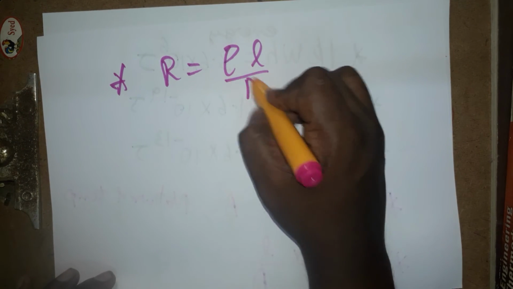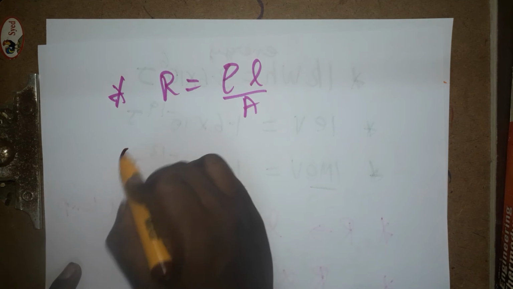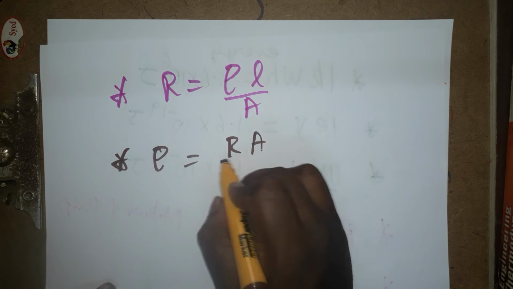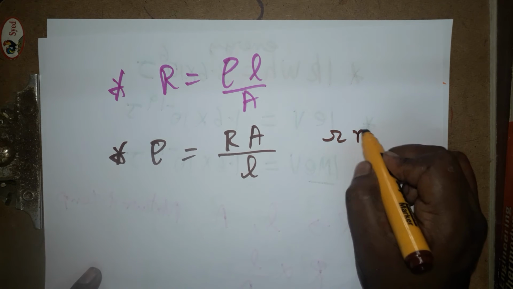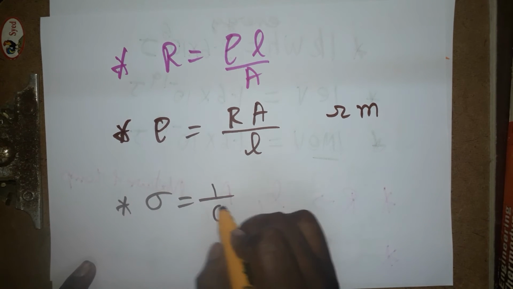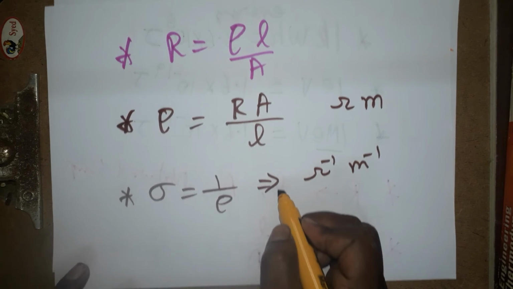So R is equal to a constant times L divided by A. The constant is called resistivity, or specific resistance. If you want specific resistance, resistivity, we can also write it as RA divided by L. Its unit is ohm meter. Conductivity is 1 by resistivity. It is going to be ohm inverse meter inverse, the opposite of this formula.